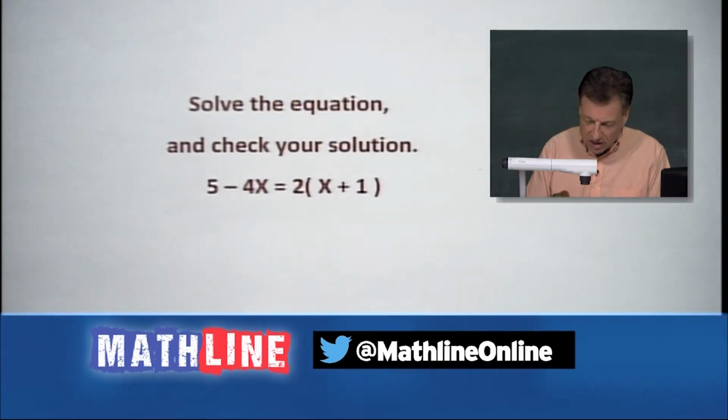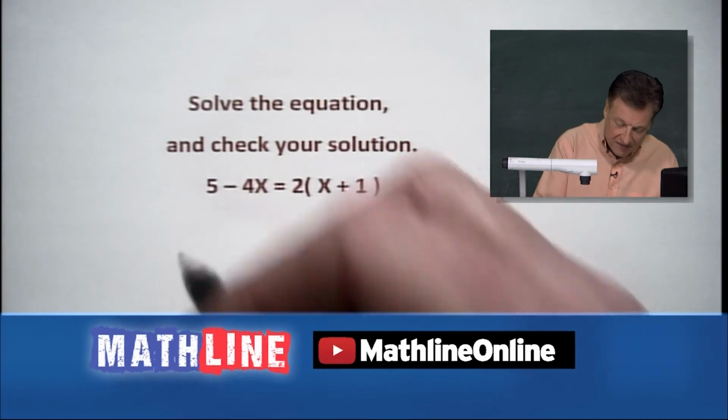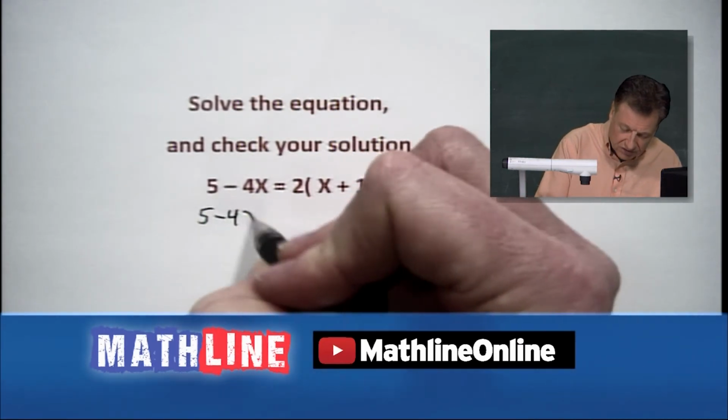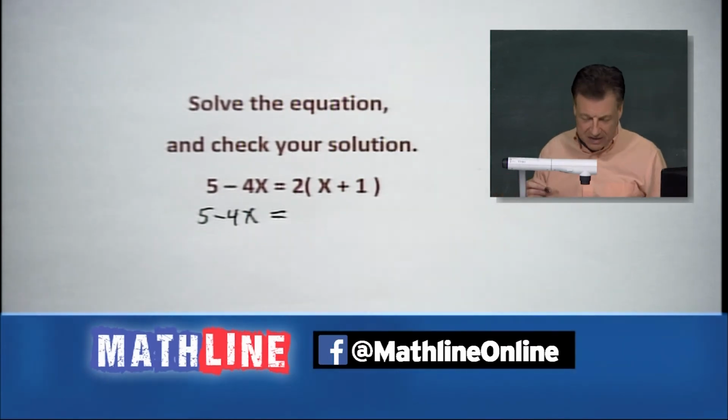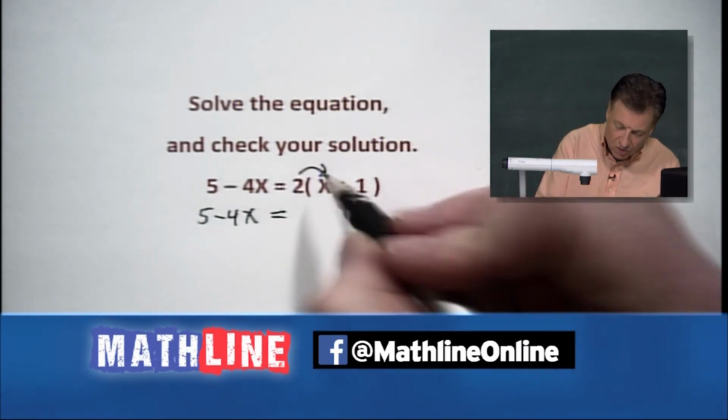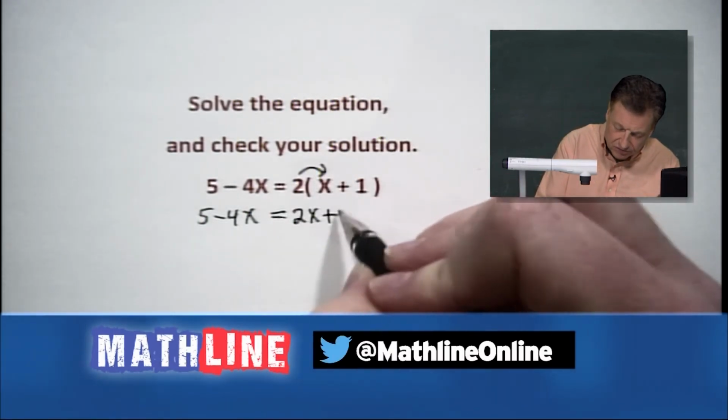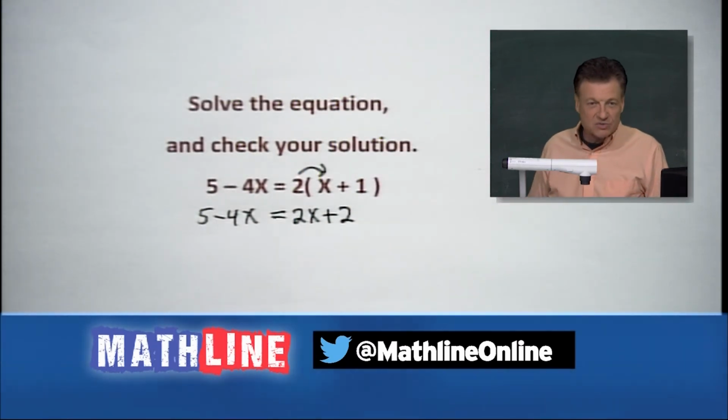Let's see if we can work one more in here real quickly and go to the house for today. We've got 5 minus 4x. And over here, I've got a 2 that needs to be distributed, right? Times x plus 1. Kick it real quick. Gets 2x plus 2. And my goodness, what do we have to work with?